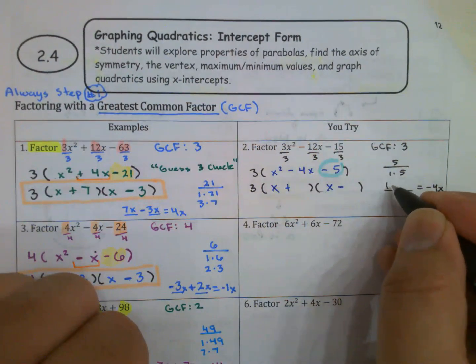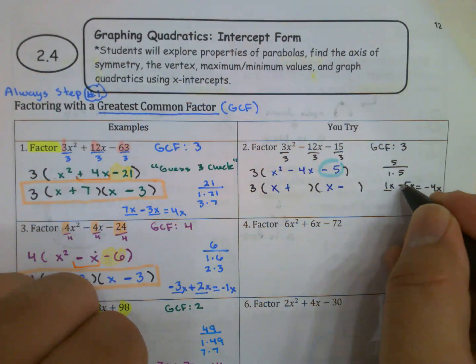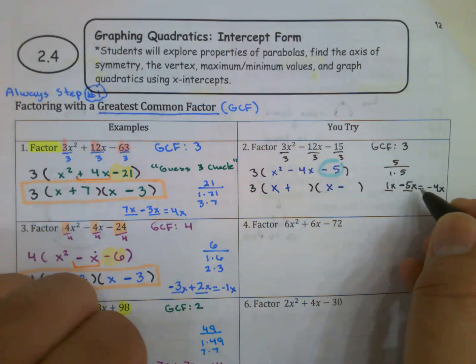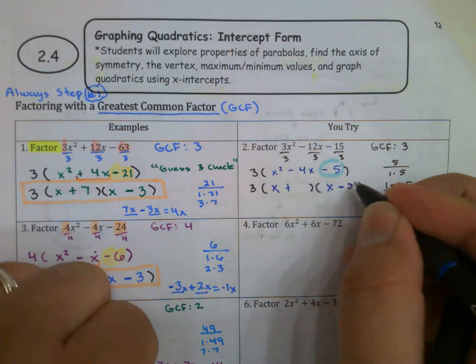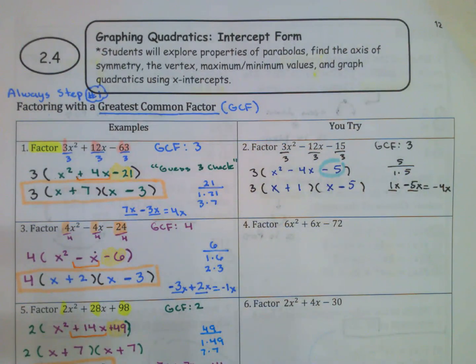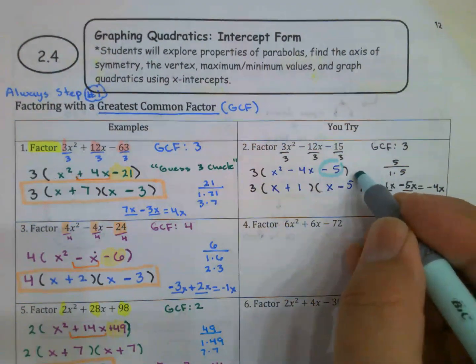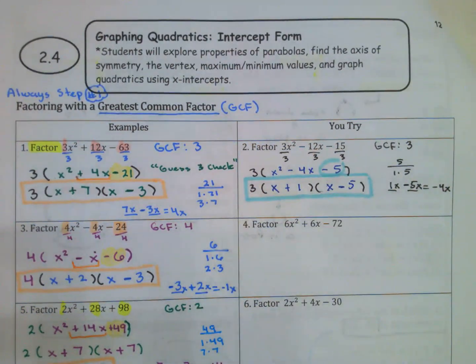So if we think about it, right? If I have a 1x and I have a 5x, but I want to end up with a negative 4, then my 5 should be the negative. So now I know to put my negative 5 in here, and then this would be the positive 1. And just like that, we have our factored form. Remember, we recognize factored form because we see things in parentheses, just like it is here.